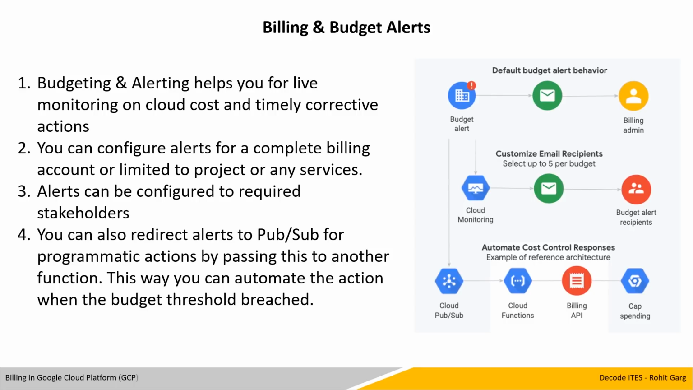So this is the image we have taken from Google documents, and we can see budget alerts can be sent to the billing admin using emails, and these alerts can be sent to multiple stakeholders. 5 stakeholders are allowed for each budget alert. Also, a budget alert can be sent to Pub/Sub, and Pub/Sub will redirect it to Cloud Functions, and here is the API which has the code by which you can automate the action in case of an alert breach.